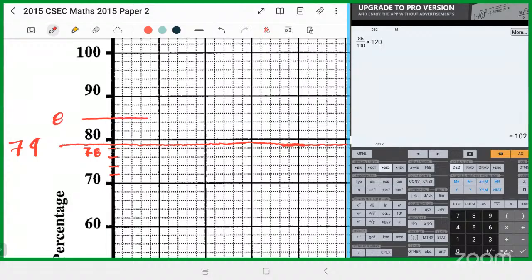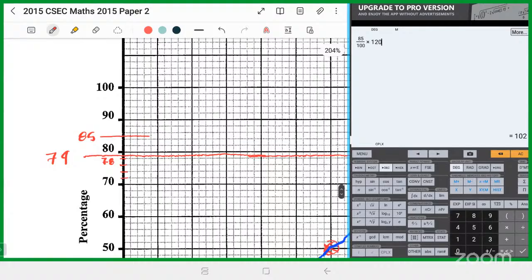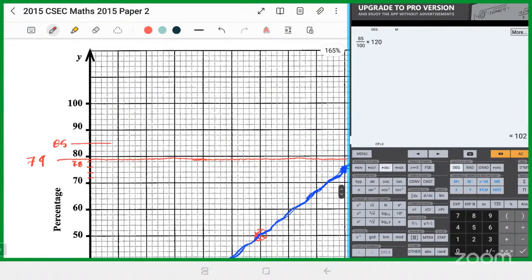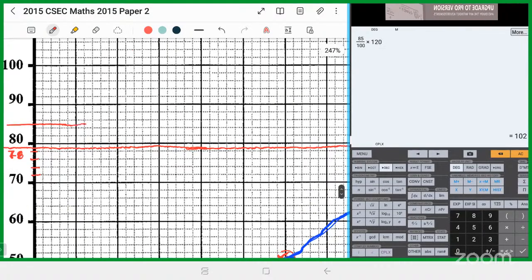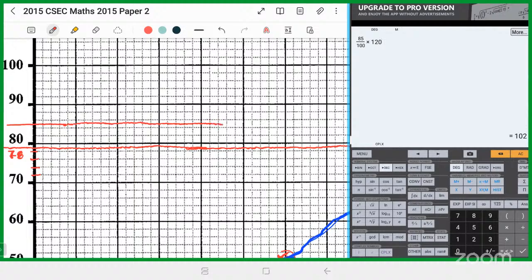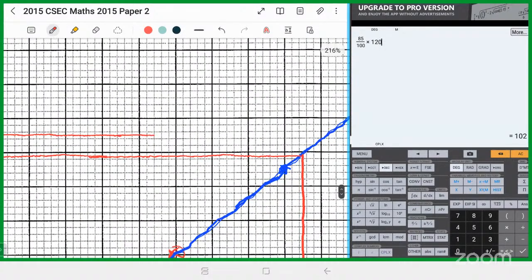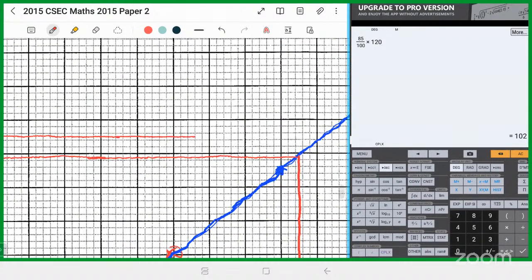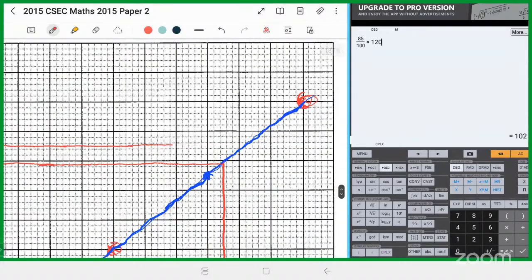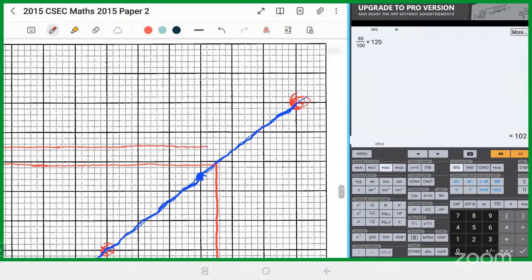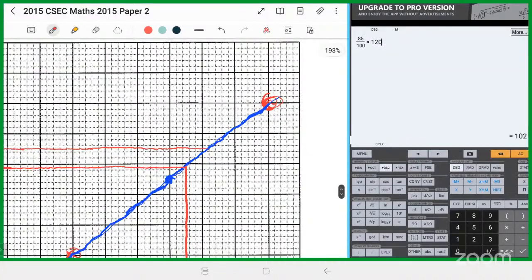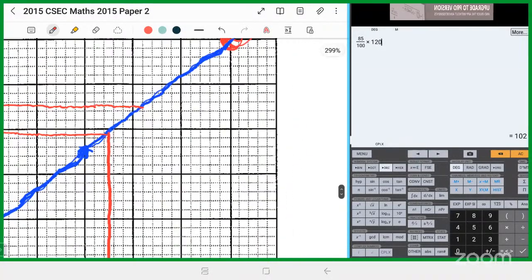85. I want to go across on the graph now and see what it corresponds to. It's supposed to be 102. So the calculation is 102, and that's what the graph gives us. That's the lowest mark percentage to get a grade A. Come across over here, we'll come right onto there, and then we read it down right here.